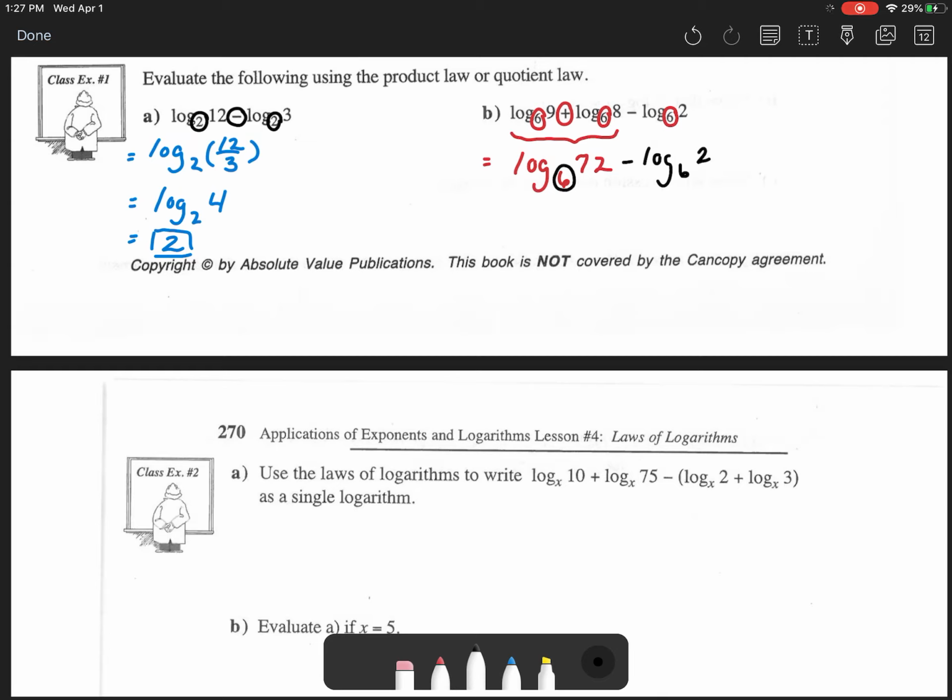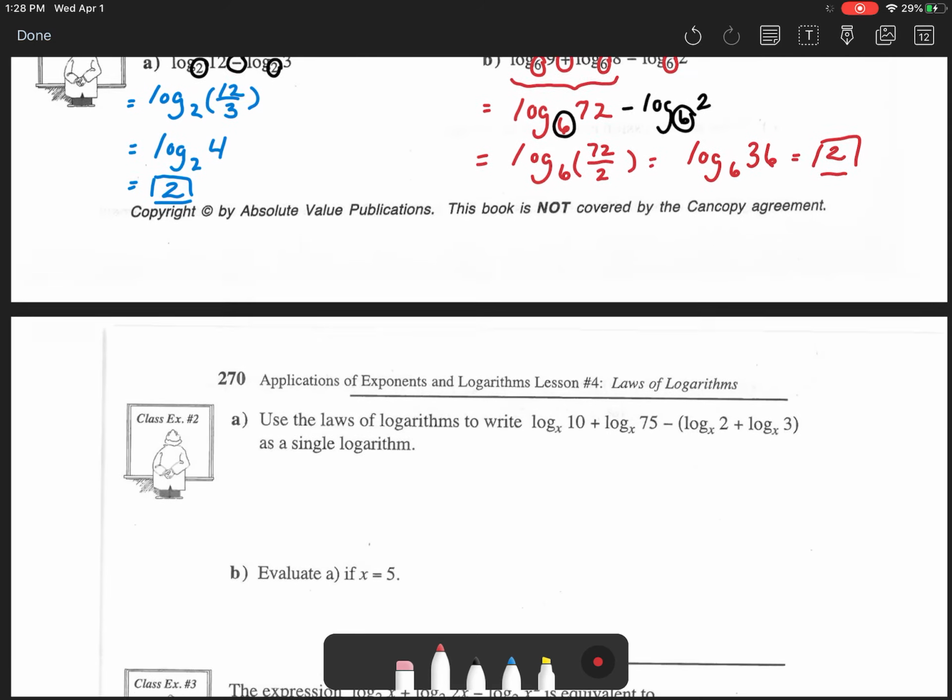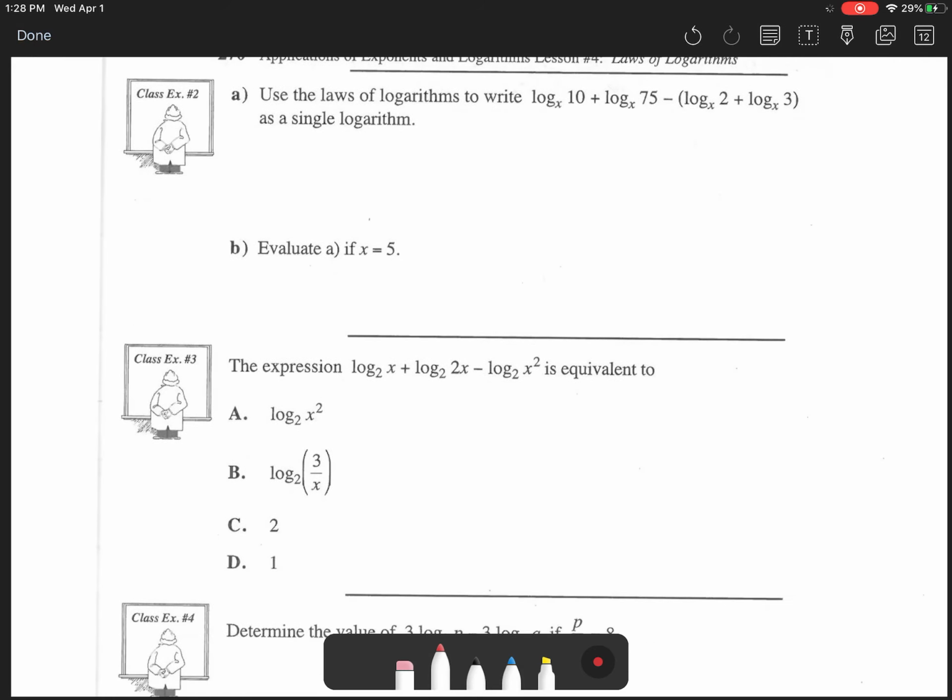Again, take a look. The bases are the same. This time I am subtracting, so I will divide the arguments. So it's log base 6 of 72 over 2. That simplifies to 36, and then that will have a value of 2. 6 to the exponent of 2 is 36, or 6 squared. So there we go, there's the first two.